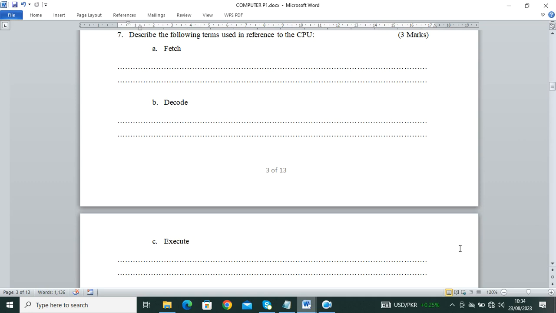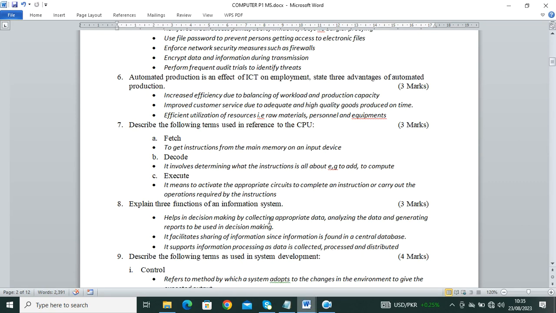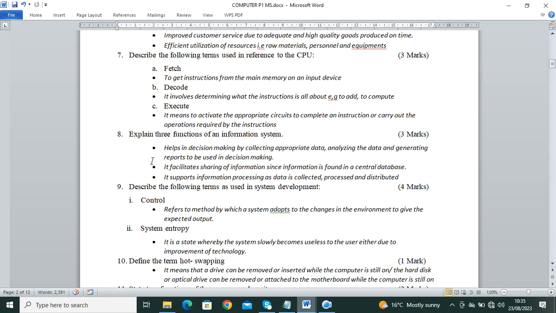So the CPU operates under fetch, decode, execute cycle. So what does that one mean? Fetch, to get instruction from the main memory or an input device. To fetch is just to get an instruction or data. Decode. It involves determining what the instruction is all about, e.g. add, to compute, and so on. Then we have execute. It means to activate the appropriate circuits to complete an instruction or carry out the operations required by the instructions. Then we have question number 8.